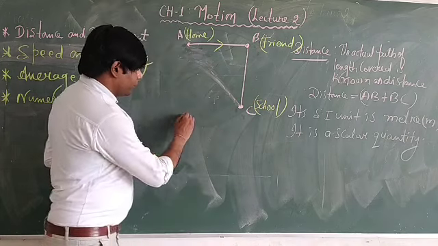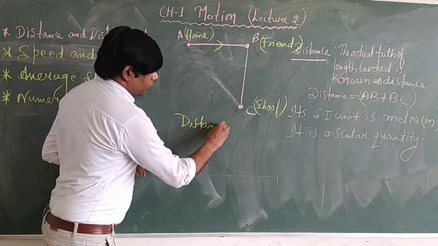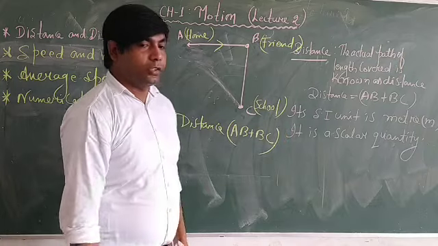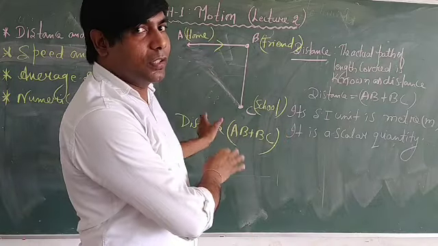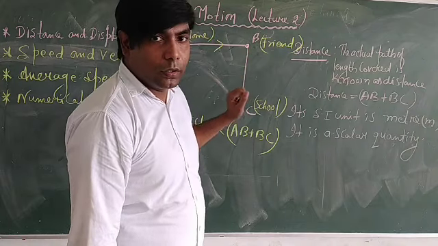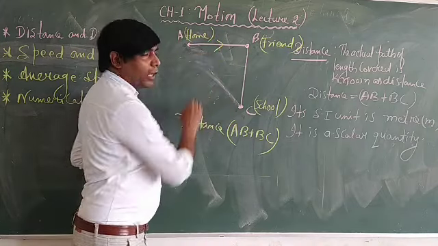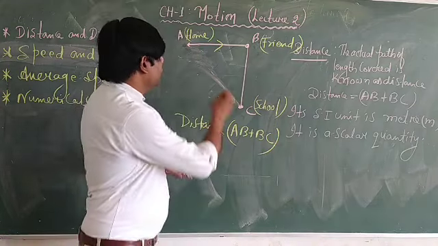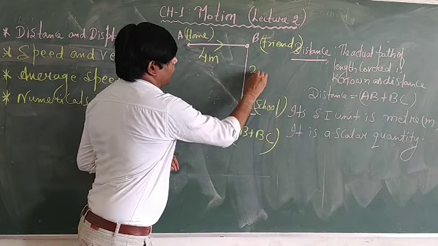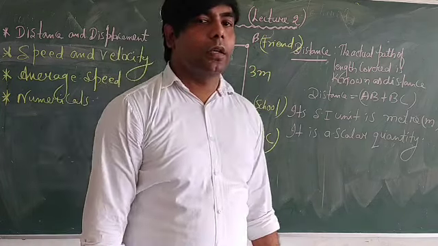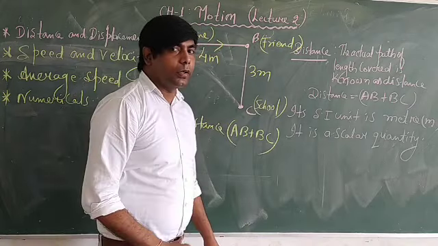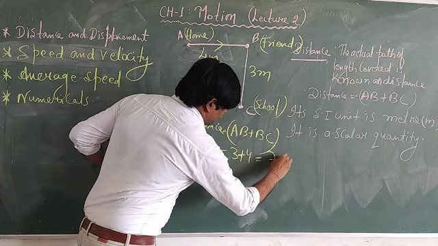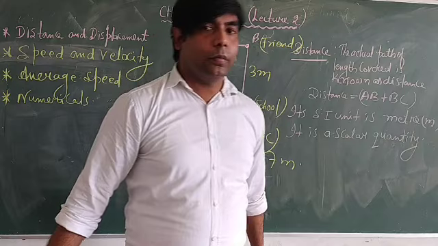So distance will be equal to AB plus BC in this case. That is the total length of path covered. If I say AB equal to 4 meters and BC equal to 3 meters, then distance will be equal to 7 meters. Right? Total length of path covered.